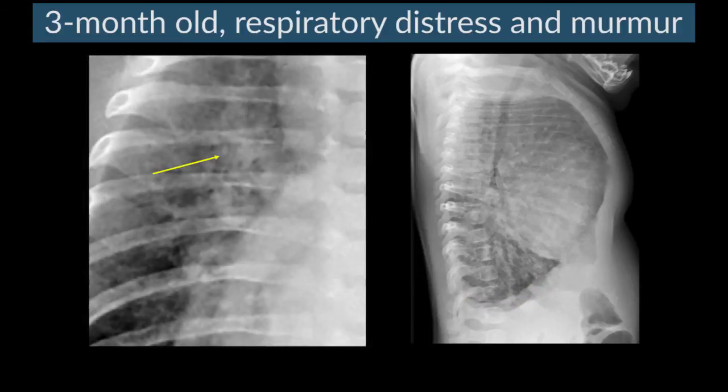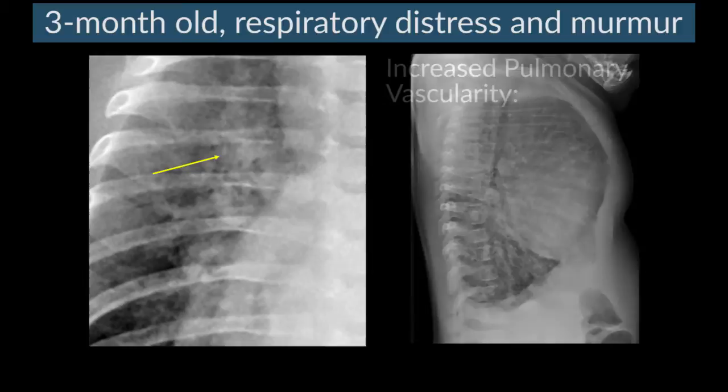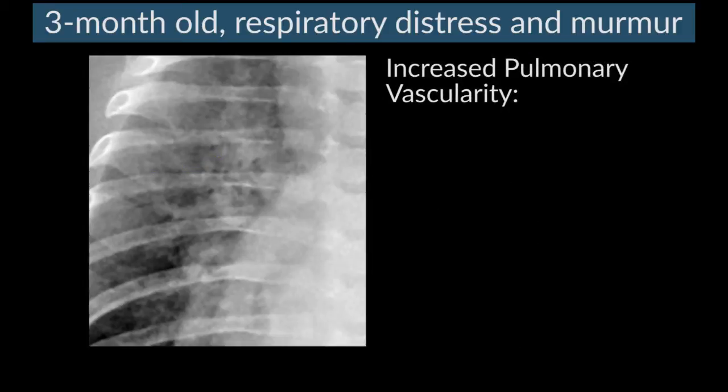In fact, they're fuzzy and indistinct, suggesting that there is pulmonary venous or pulmonary vascular congestion. This child also has increased pulmonary vascularity. One of the ways of identifying increased pulmonary vascularity is to identify a bronchus on end, here shown as a circle. And the blood vessel that's immediately adjacent to that bronchus is the pulmonary artery.